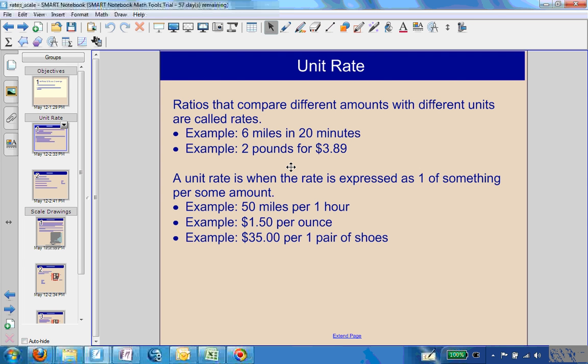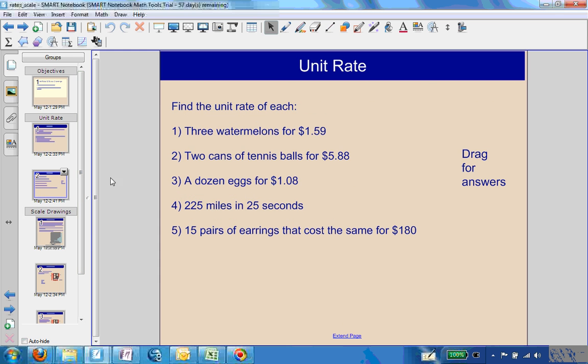Or 2 pounds for $3.89. So we're talking about pounds for dollars. A unit rate is when the rate is expressed as one of something per some amount. So, for example, we might say 50 miles per 1 hour, or 50 miles per hour, or $1.50 per ounce, or $35 per 1 pair of shoes. So let's look at some examples.